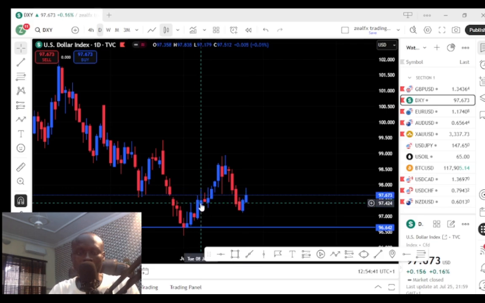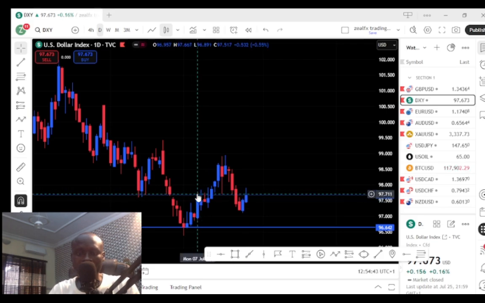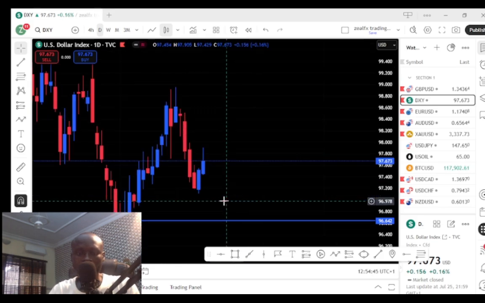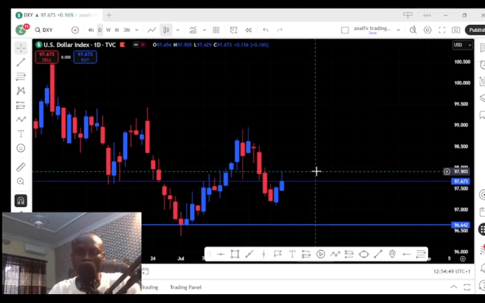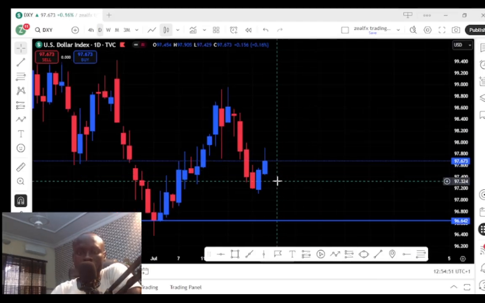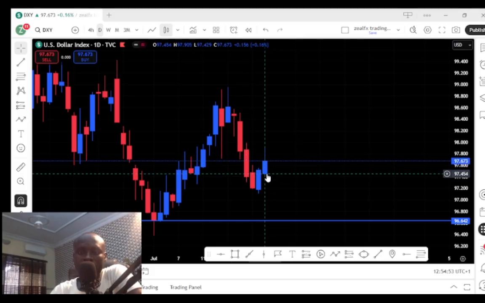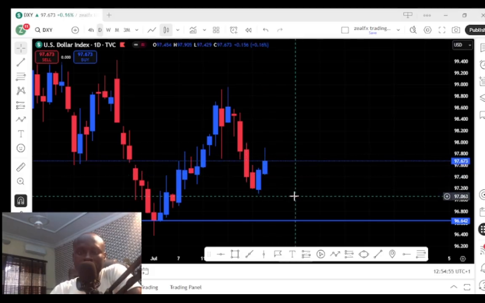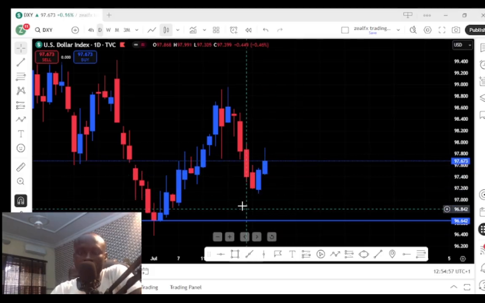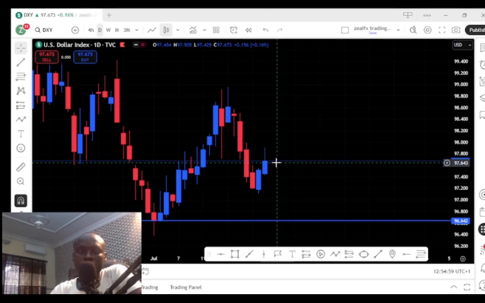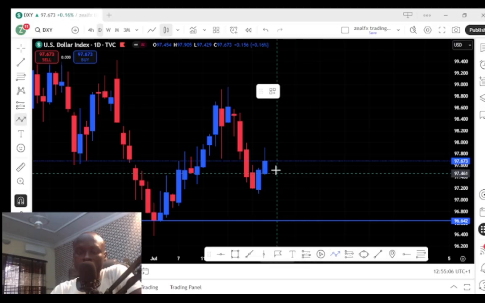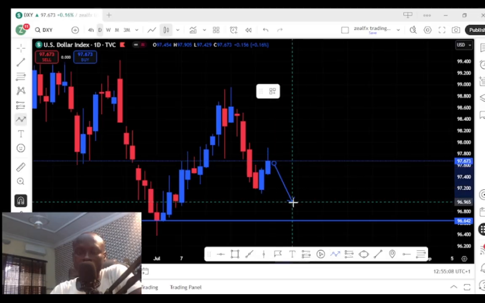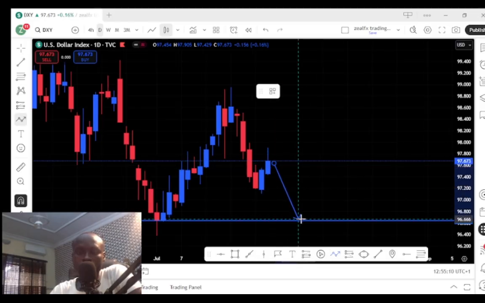So currently now price closed on a resistance level. This level is a resistance level on the daily chart. So long we have price close on this resistance level, we expect price to push lower on the DXY this week. So for our selling scenario, we are to sell from this resistance level. You have to look for a sell opportunity from this level to this weekly support.